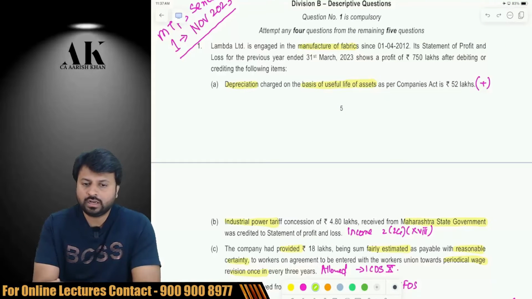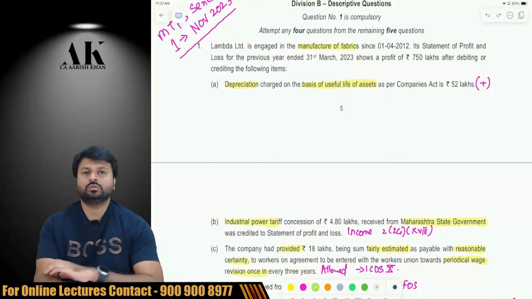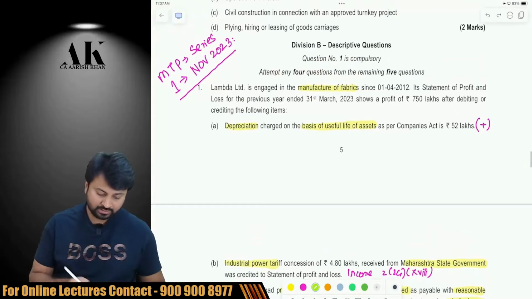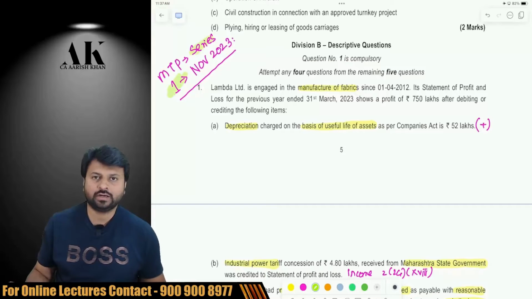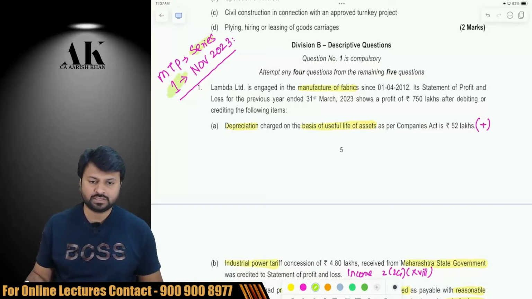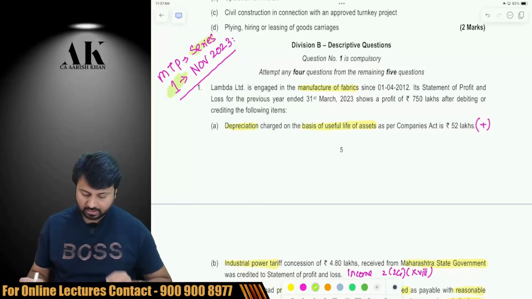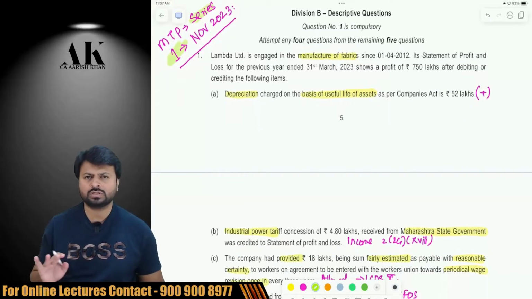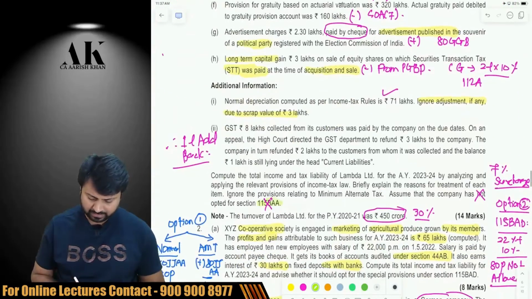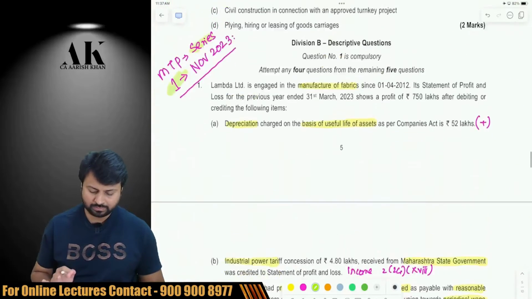So let's go ahead now with the MTP November 2023 series 1 discussion. We have already done the November 2023 RTP, so now let's go ahead with the MTP series 1 November 2023. Now the very first question over here is on a total income question. It's a normal question. We are not supposed to follow 115BAA or something like that. It's a normal provision.